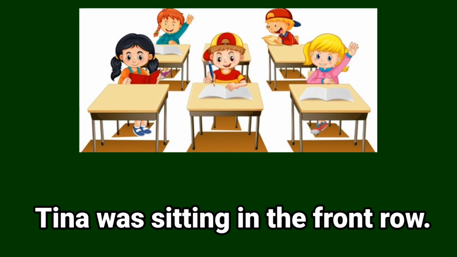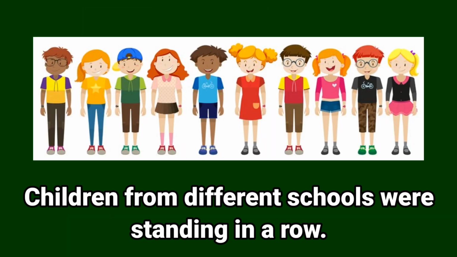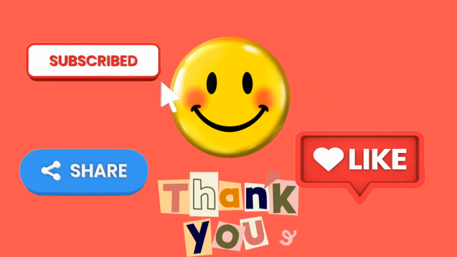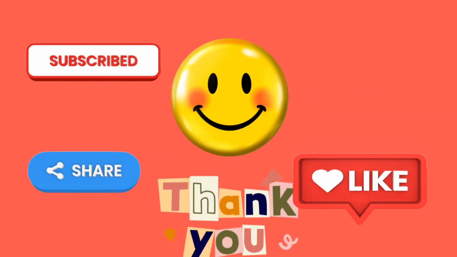Tina was sitting in the front row. Say and circle the sight word row. R-O-W, row. Next sentence. Children from different schools were standing in a row. Circle the sight word row. R-O-W, row. Well done.